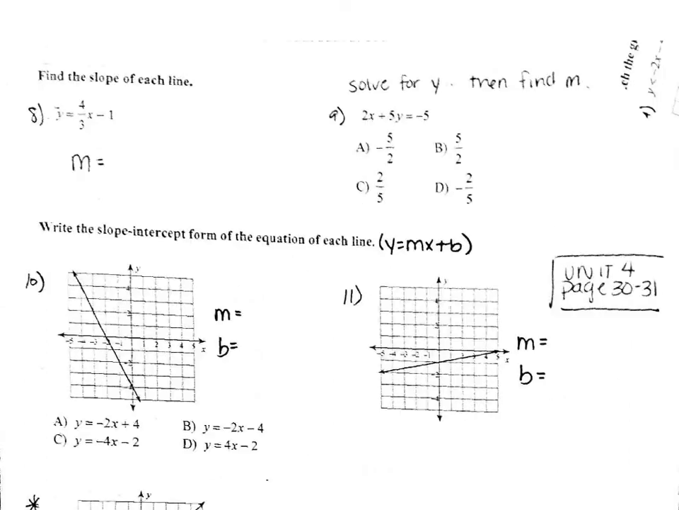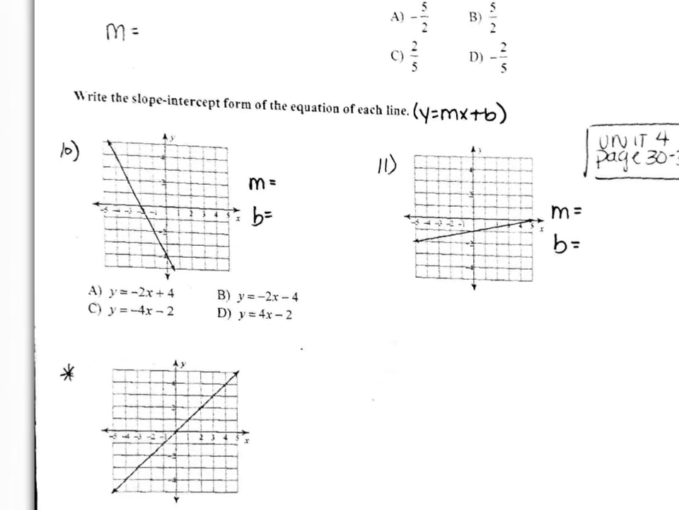On the next page, you're finding the slope of each line. Up at the top, make sure it's solved for y, and remember that we have y equals mx plus b. That is your slope-intercept form. M is your slope, b is your y-intercept. So whatever number is in front of x, that is going to be your slope. So the first thing you're going to have to do on number 9 is solve. You're going to actually have to solve for y.